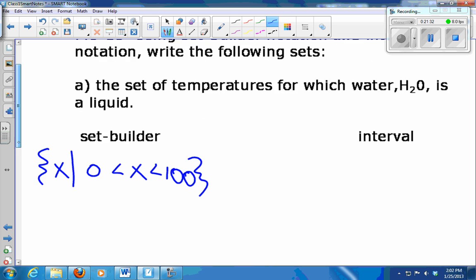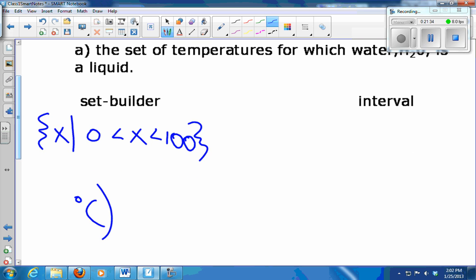So I'm just going to put a little note here. We're doing degrees Celsius. What if it was Fahrenheit? Do you guys know what the numbers are? 32 to 212. Good. So if I'm going to write this in interval notation, I'm going to go from 0 to 100 and don't include either endpoint, so I use parentheses.